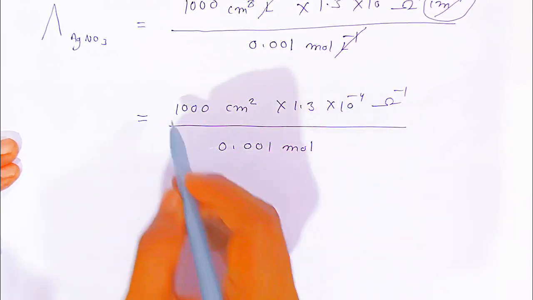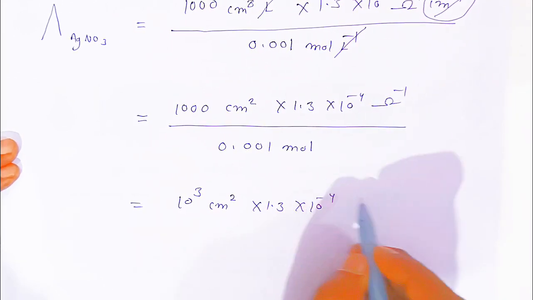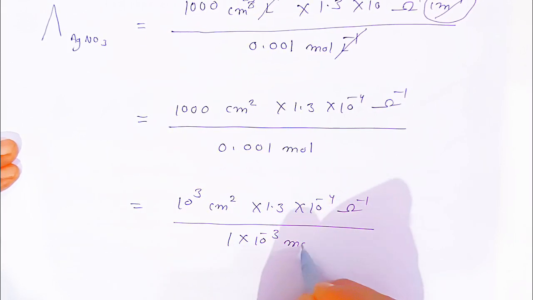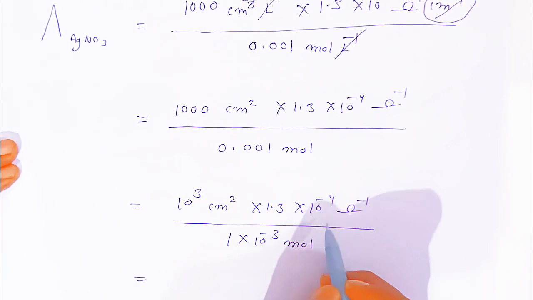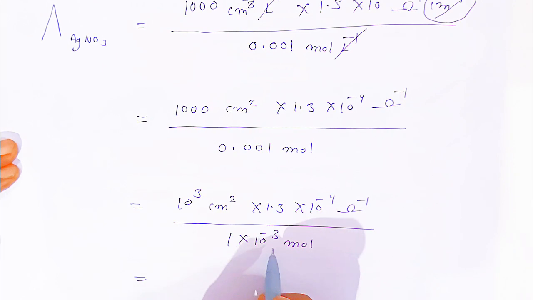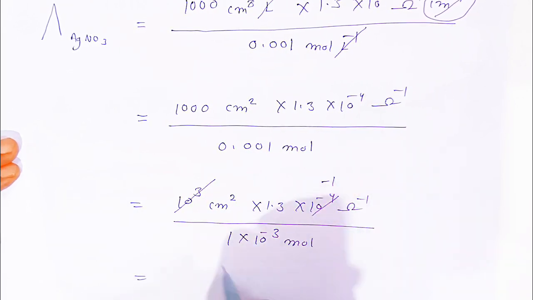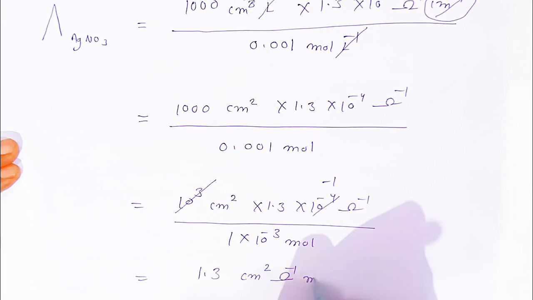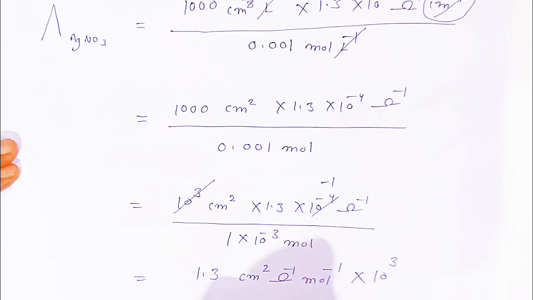Now this 1000 can be written as 10 raised to 3 centimeter square into 1.3 into 10 raised to minus 4 per ohm, and this can be written as 1 into 10 raised to minus 3 mole. This will come on this side, so here it becomes 10 raised to 3 into 10 raised to minus 4, it becomes 10 raised to minus 1. Here the indices will be added, this will be minus 1, so you are getting 1.3 centimeter square per ohm, and this mole will come on this side, it becomes per mole. Now this 10 to minus 3 will come in the numerator, it will become 10 to 3. Okay students, so this way you got these values.